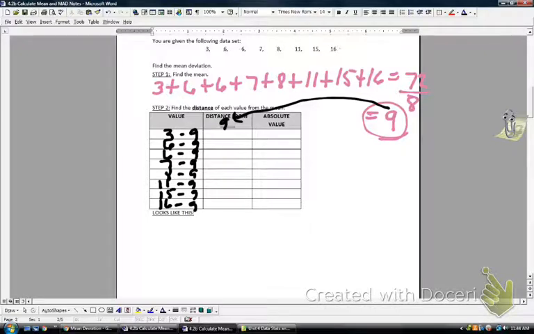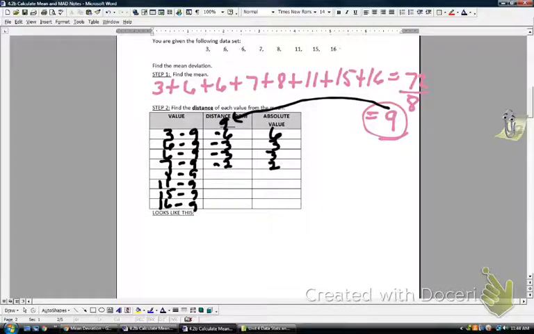So 3 minus 9 is negative 6. The absolute value of that is 6. 6 minus 9 is negative 3. And again, this is where I recommend that you do it on your calculator. The absolute value of negative 3 is 3. That one's the same. 7 minus 9 is negative 2.